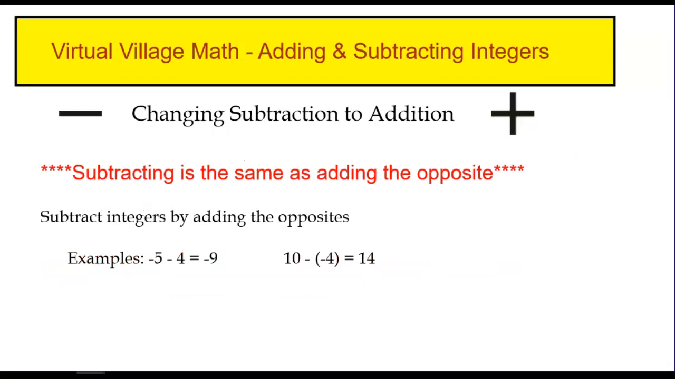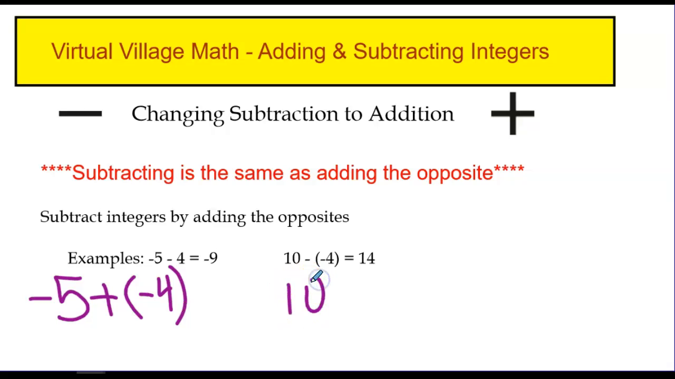So I can look at these subtraction problems and change them to addition problems. Negative 5 minus 4, I could change that to negative 5 plus a negative 4. I'm going to add the opposite of positive 4. And in 10 minus negative 4, we know that's 14. But I'm going to get the same result if I keep that 10 the same, and now I want to add the opposite of negative 4, which is positive 4.